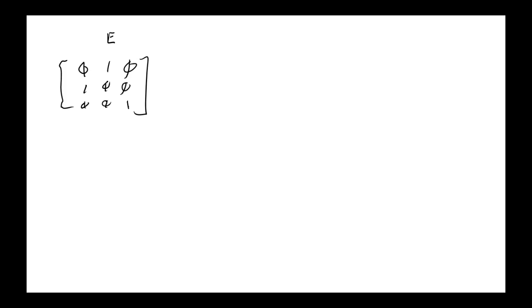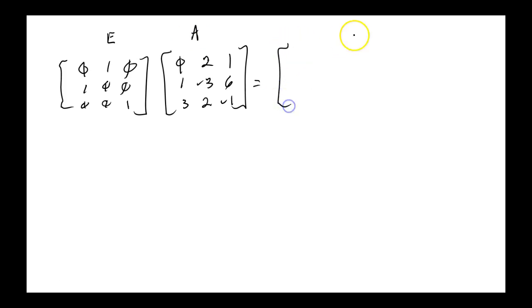Now, we're going to multiply that by any old matrix A. This matrix is 0, 2, 1, 1, negative 3, 6, and 3, 2, negative 1. And we're going to perform that matrix multiplication, a 3 by 3 times a 3 by 3, which gives us a 3 by 3. Let's see what we get. By the way, all elementary matrices are always square because they came directly from an identity matrix. They can operate on matrices that aren't square as long as the operation makes sense, as in multiplication. Well, 3 by 3 times 3 by 3 is going to be a 3 by 3.